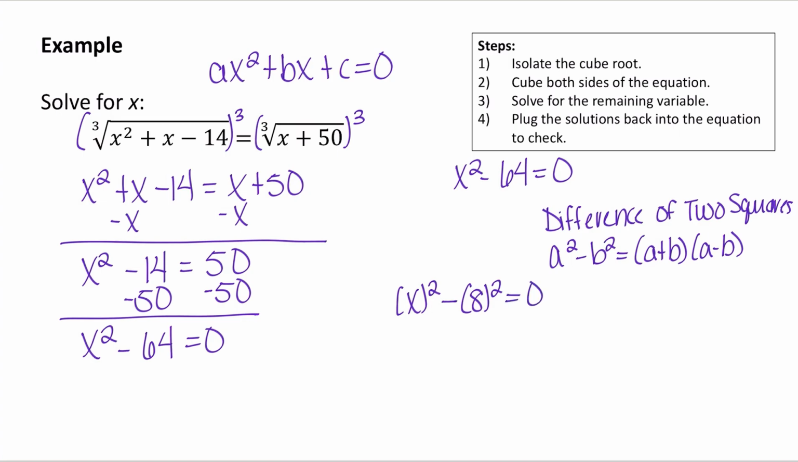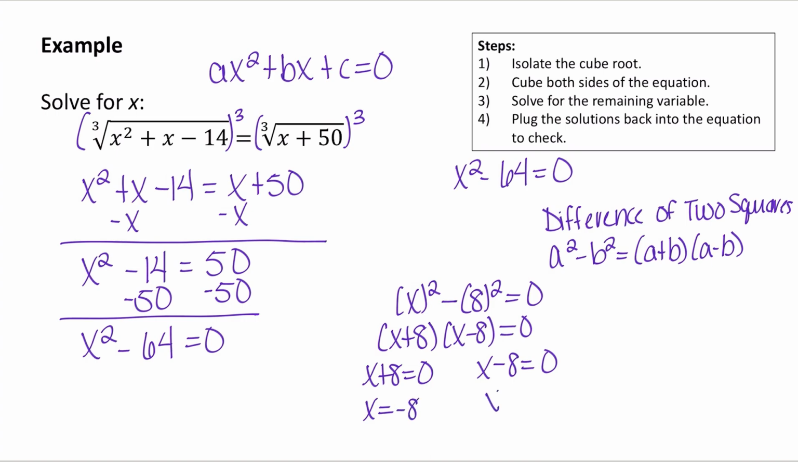When I factor this, I can write this as x plus 8 times x minus 8 equals 0, which I can now solve by setting each factor equal to 0. When I do that, that gives me x equals negative 8 and x equals 8 as my two solutions. So I'm just going to now check these two solutions.